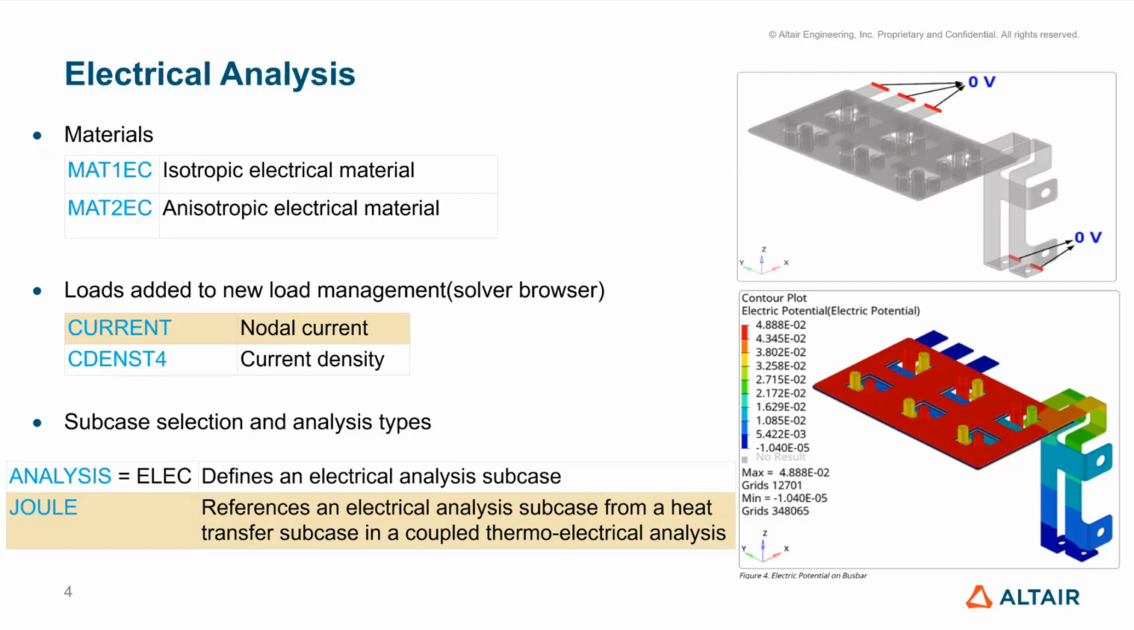So in electrical analysis, this is now available in OptiStruct even before the 2022 release. Now we have implemented the bulk cards which are needed to set up the electrical analysis in OptiStruct. These bulk cards have been added as part of the interface enhancements. There are a new set of loads which have been added. Again, to highlight here, these loads are added as part of the new load management, which is creating the loads from the solver browser, not from the panels. And new analysis types have been added as well, and the respective subcase selections are implemented appropriately.